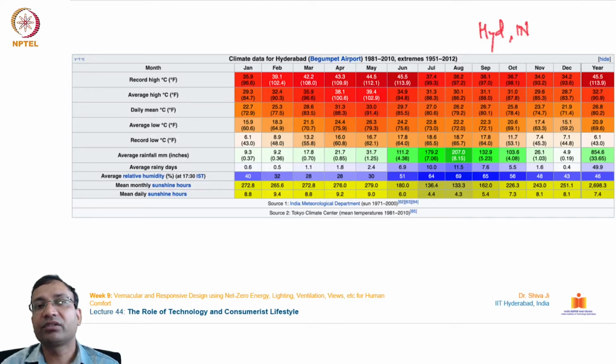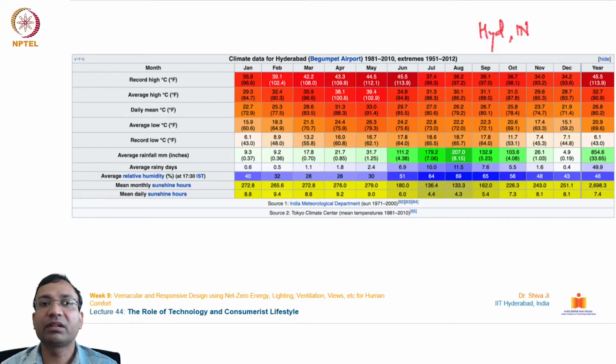So this is the overall picture. You can source this chart for any city wherever you are living, and just have a look at it to understand what kind of climate you are living in.